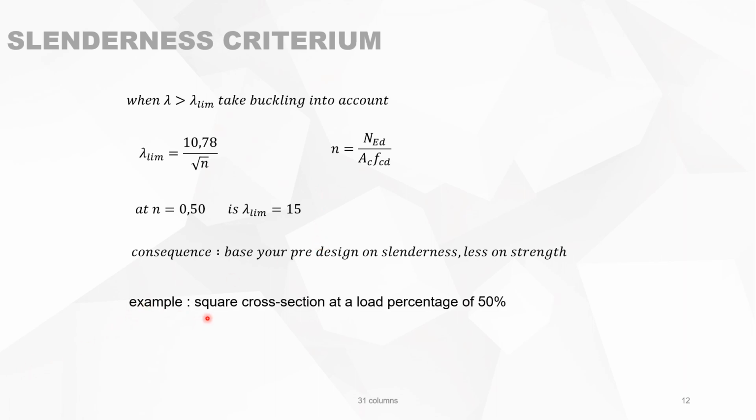And we will give an example of the square cross-section at a load percentage of 50%. Then lambda must be smaller than 15, or you can express lambda for a square cross-section with side a, or a must be bigger than 0.20 times L0. This means that the size of your column must be bigger than 1/4 of the total length of the column. This is a huge column. So you will see that if you want to design a column without taking into account slenderness, you will end up with very, very large columns, which is not economical.